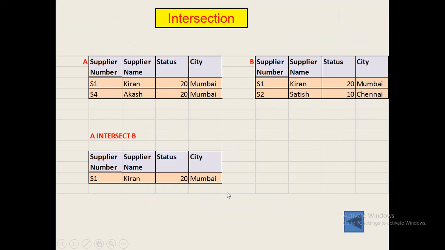And the last operation is intersection. The intersection operator takes the result of two queries and returns only rows that appeared in both datasets. In this present example, the result of A intersection B is the row S1 Kiran 20 Mumbai, since this particular row appeared in both datasets.